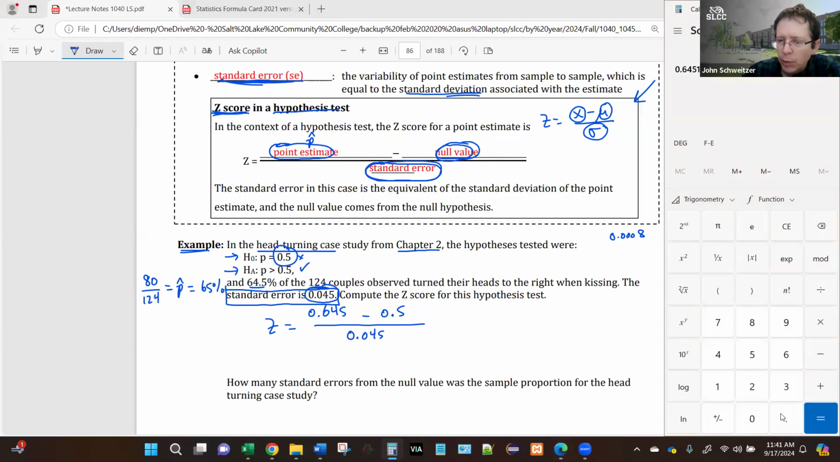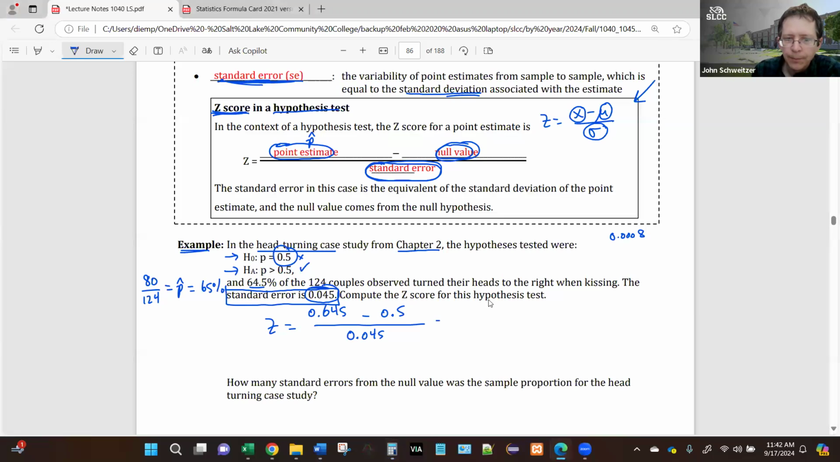So we go 0.645 minus 0.5, then we divide that by 0.045, and we get a z-score of 3.22. So what does that mean? It means that this p hat of 65% is more than 3 standard deviations away from the null value.